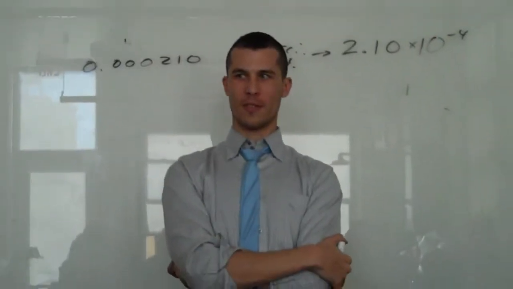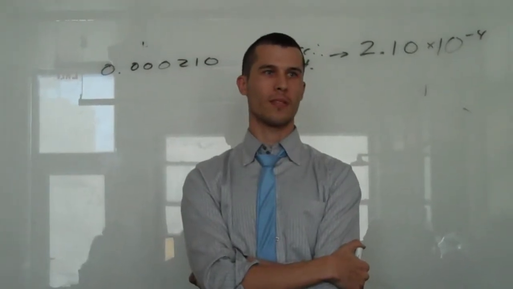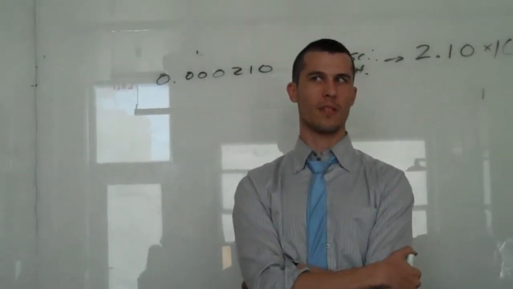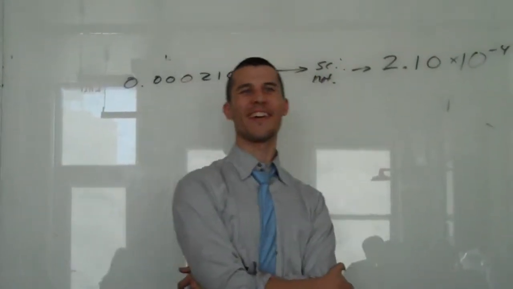Any other questions? So basically, it's just the number of zeros after the decimal point plus 1, and it's negative. Yeah, you can put it that way.